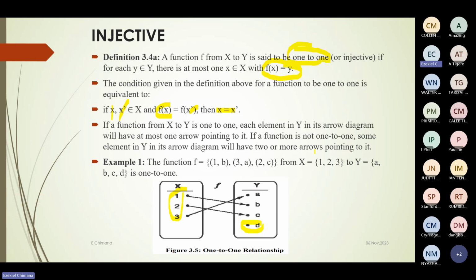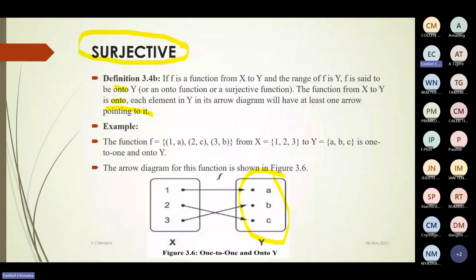So here we are saying on injective, this shape is not allowed where you have two elements pointing to one, because it's at most one pointing to one here. But for surjective, that shape is allowed, but every element here must have at least one arrow pointing to it.